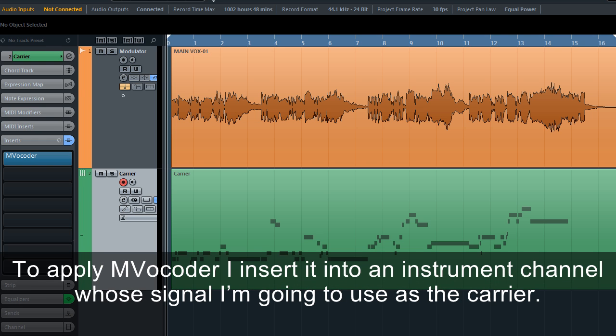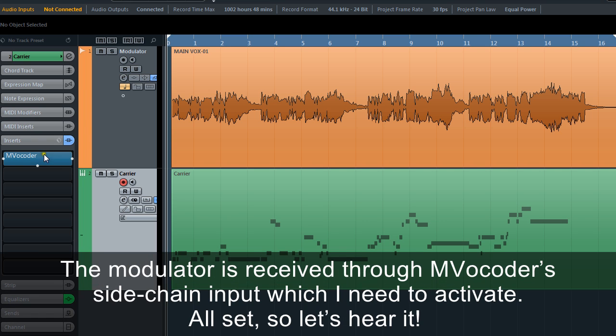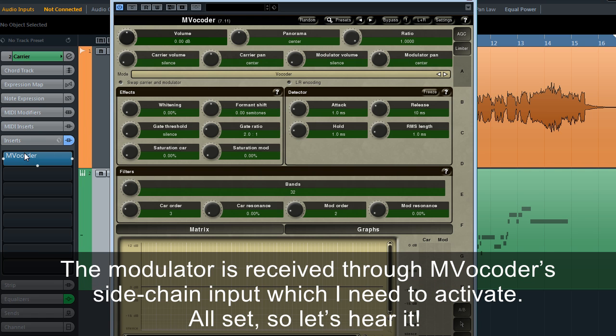To apply MVocoder, I insert it into an instrument channel whose signal I'm going to use as the carrier. The modulator is received through MVocoder's sidechain input, which I need to activate. All set? So let's hear it.